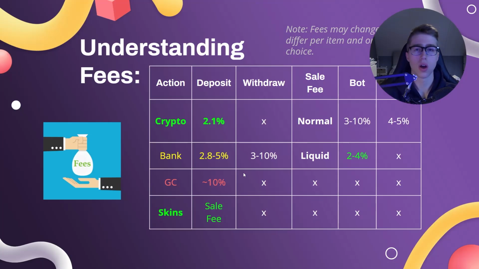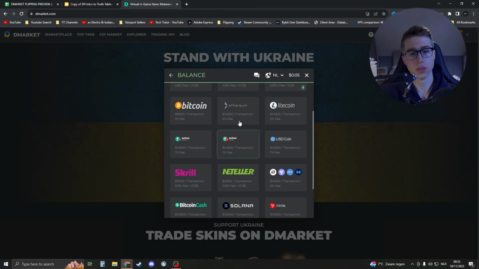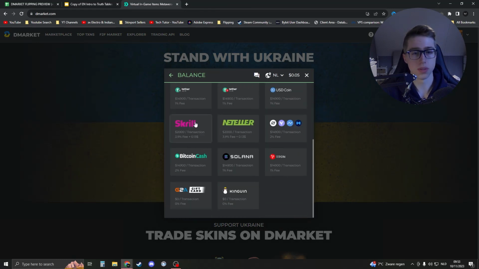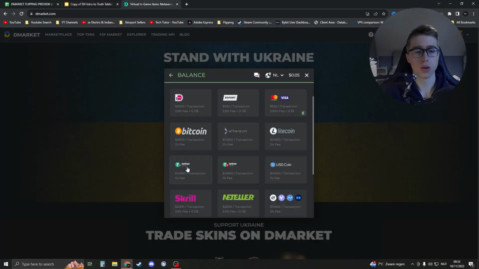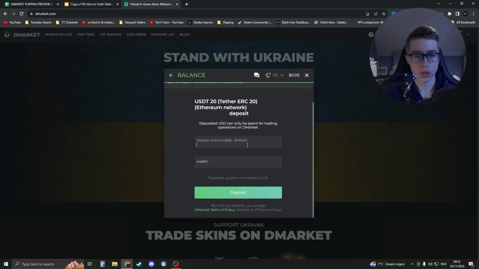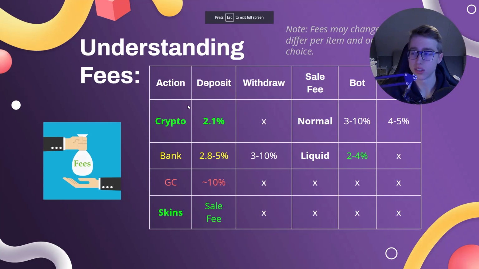So the fees are interesting on Dmarket. First I'm going to talk about the deposit and withdraw fees, because when we go to the site and go to deposit, you actually see a 1% fee, 2% fee, 3% fee. If we take a look at the crypto, it's a 2.1% fee. Why is that? When you deposit €100 or $100, they say the fee is only 1%, but they're lying. The fee is way more. They're just sort of scamming you. So don't listen to that amount of fees.